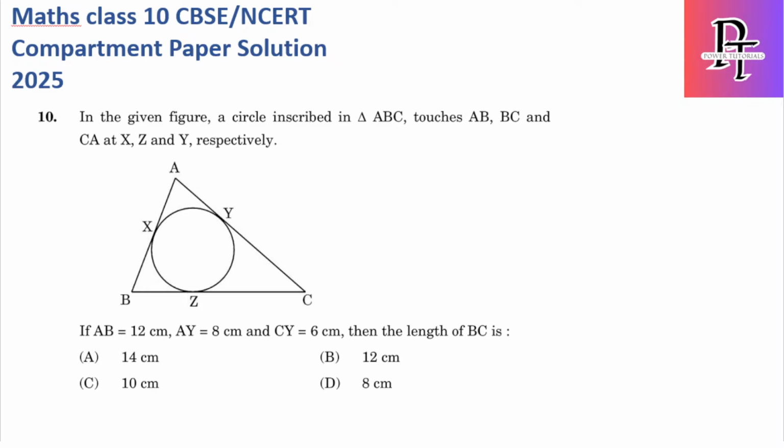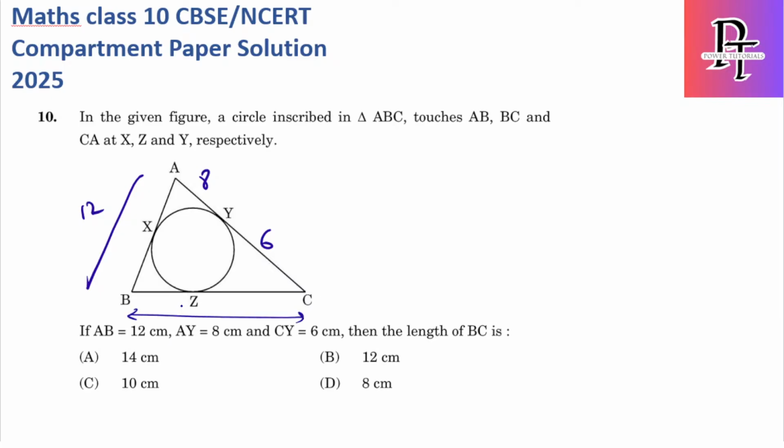In the given figure, a circle inscribed in a triangle ABC touches AB, BC and CA at X, Y, Z respectively. They are asking, AB length they have mentioned as 12. AY is 8. So this value is 8. CY is 6. They are asking BC length, this whole length.